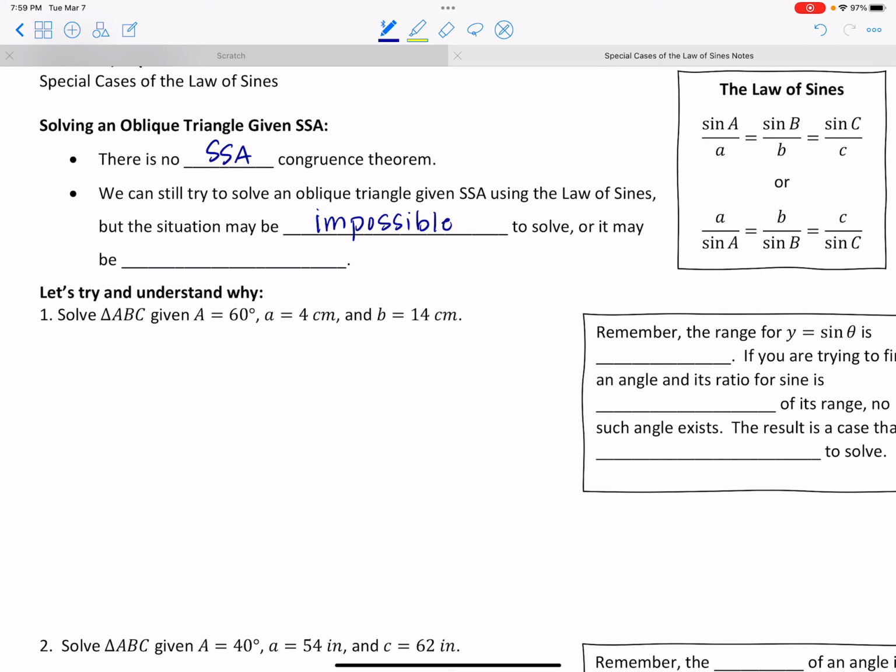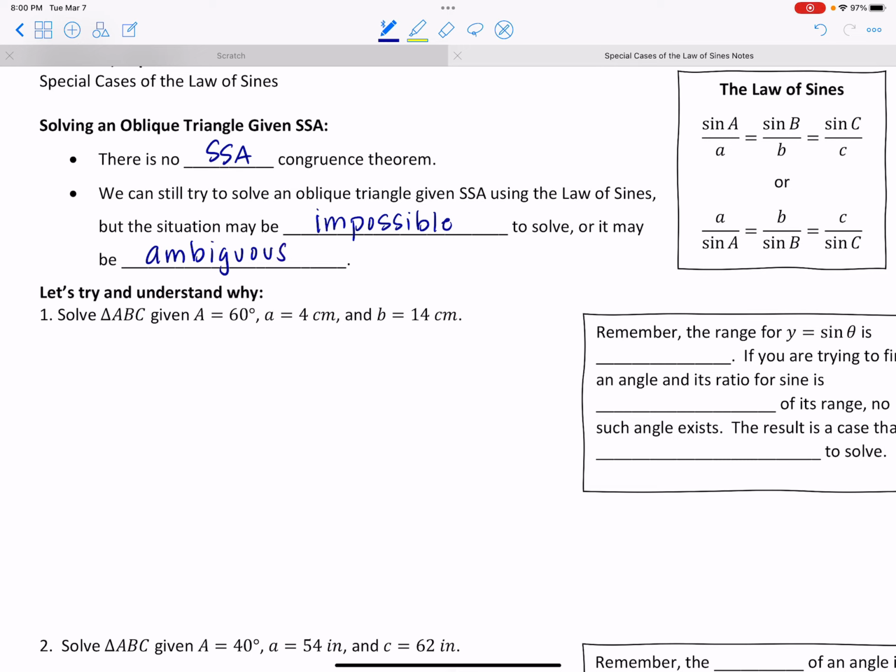So it's sometimes the case that it's just impossible since side-side angle doesn't guarantee anything. We don't even necessarily have a triangle, and sometimes it may be ambiguous because there are going to be multiple options for the information that we solve for.